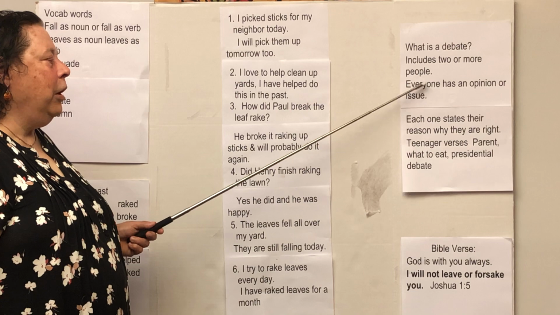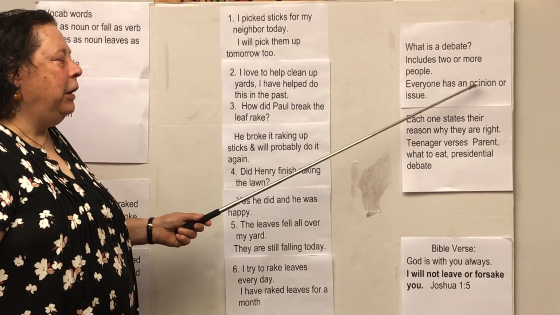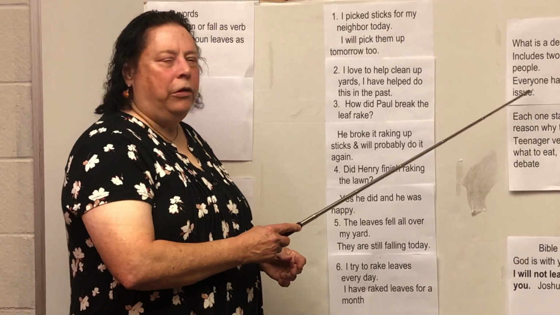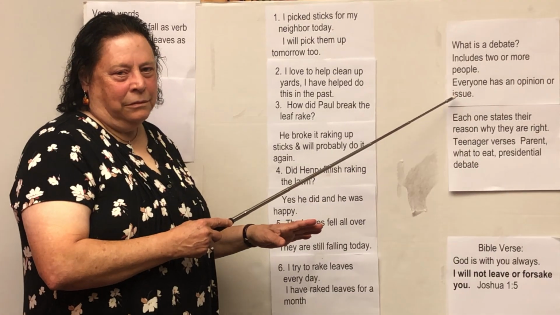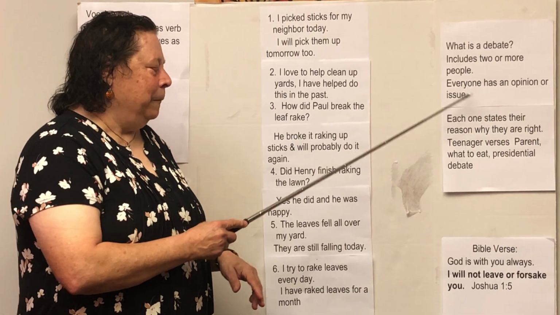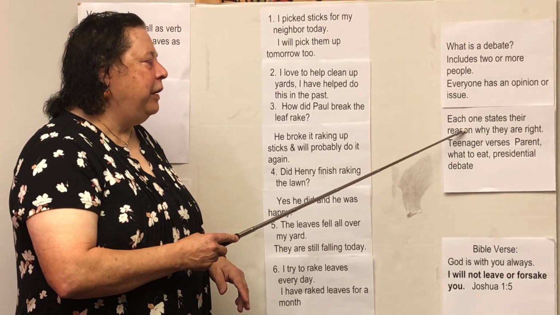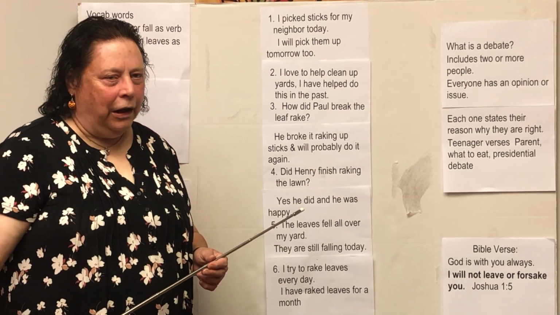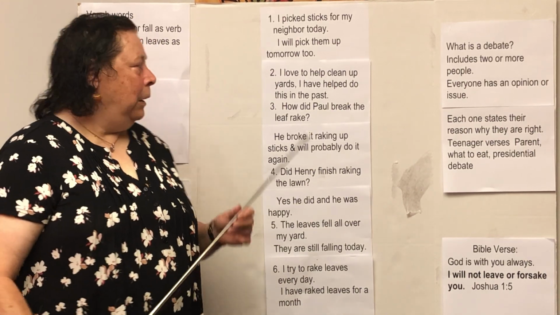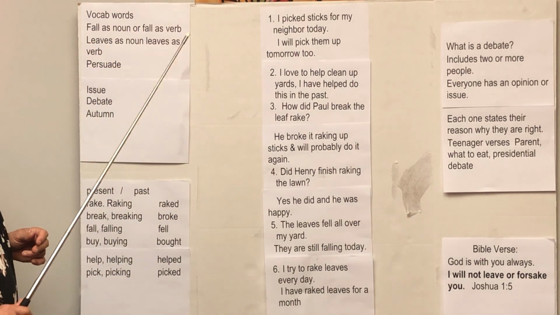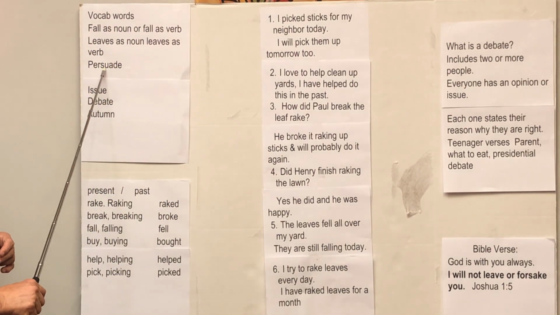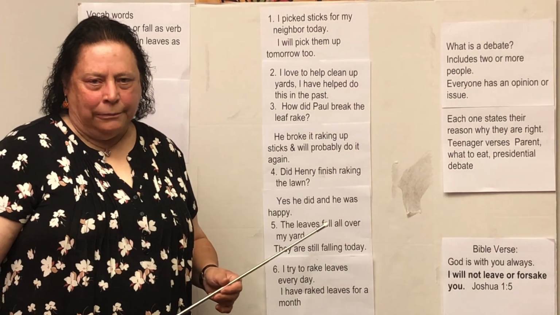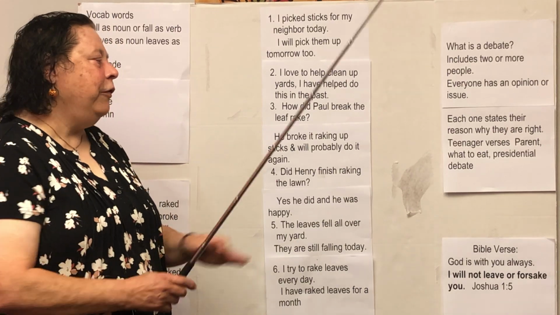Okay, each one has an opinion or an issue. You don't have a debate where everybody agrees. Somebody disagrees with the other guy. Each one states their reason why they are right, and they try to persuade the other person that they're right. Now remember our vocabulary word. Persuade means you want someone to think the way you do, and you're going to tell them the reasons why. Okay, now, there's different kinds of debate.